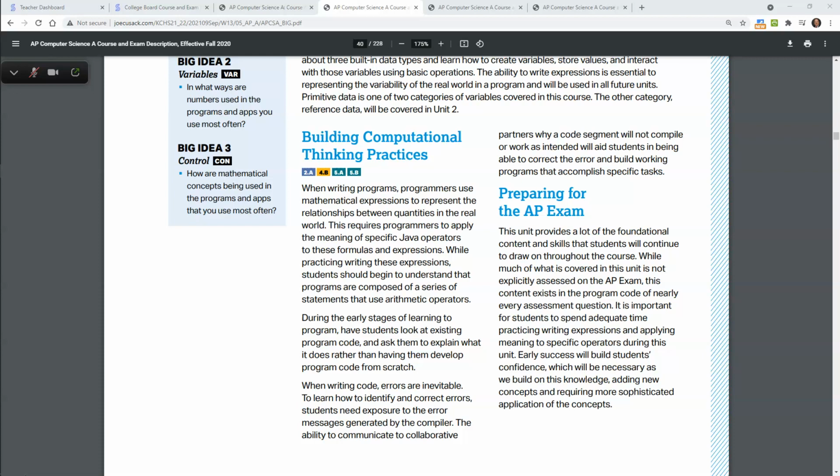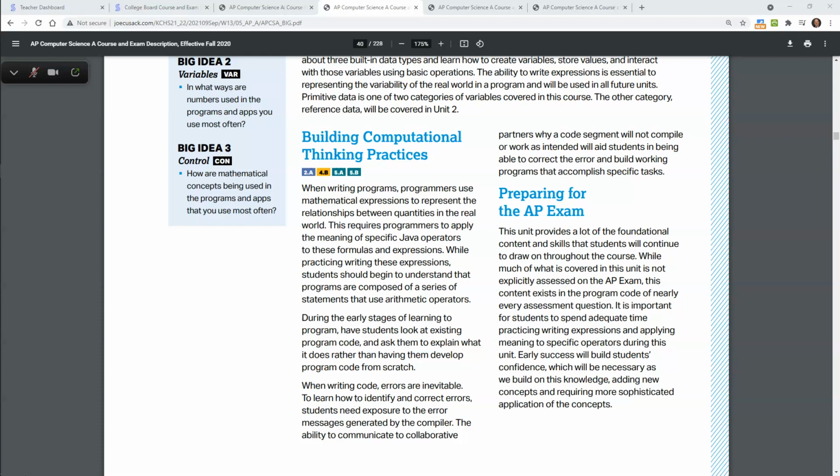When writing code, errors are inevitable. To learn how to identify and correct errors, students need exposure to the error messages generated by the compiler. The ability to communicate to collaborative partners why a code segment will not compile or work as intended will aid students in being able to correct the error and build working programs that accomplish specific tasks.